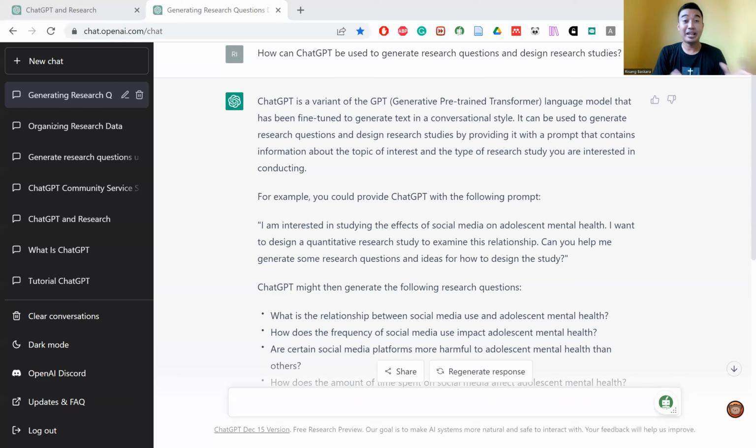So in summary, we can say that ChatGPT can be a useful tool for generating research questions and designing research studies. By providing a prompt or a question, you can generate a list of suggestions that can serve as a starting point for further exploration and refinement. It is important to ensure that the research question and study design are clear, concise, specific, and appropriate, and that they are based on evidence.